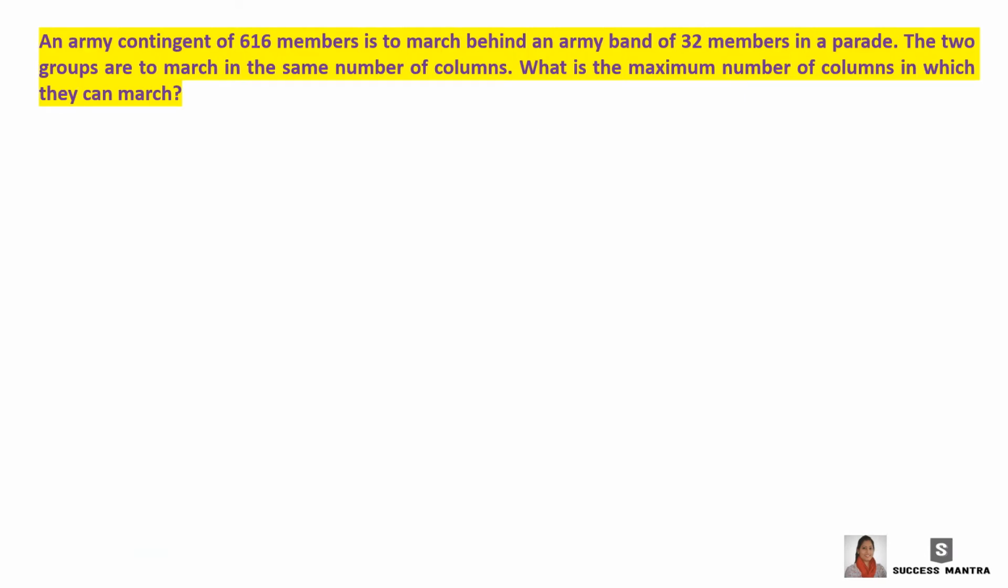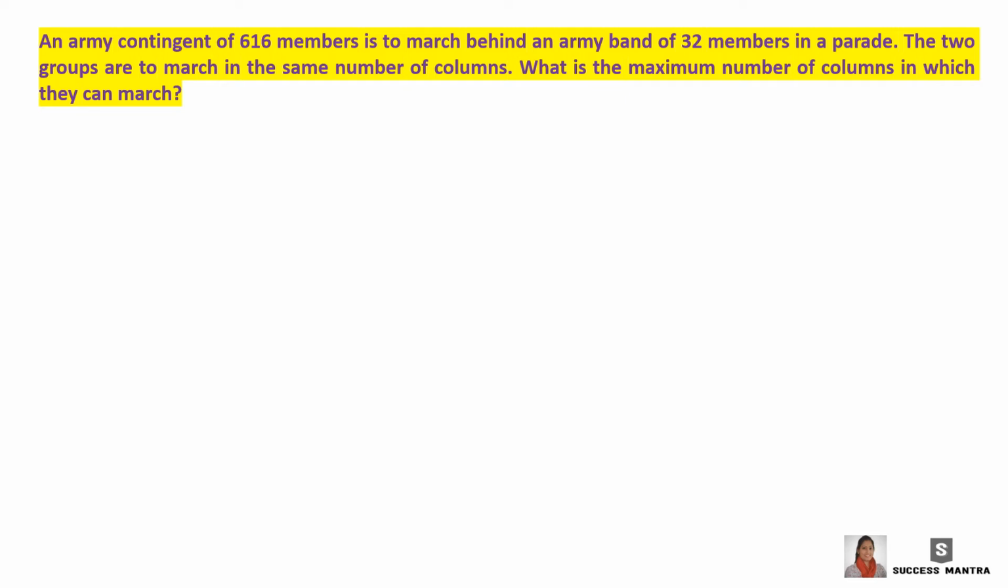Let's check the next question, that is, an army contingent of 616 members is to march behind an army band of 32 members in a parade. The two groups are to march in the same number of columns. So what is the maximum number of columns in which they can march? This is very similar to our previous Barfi problem.